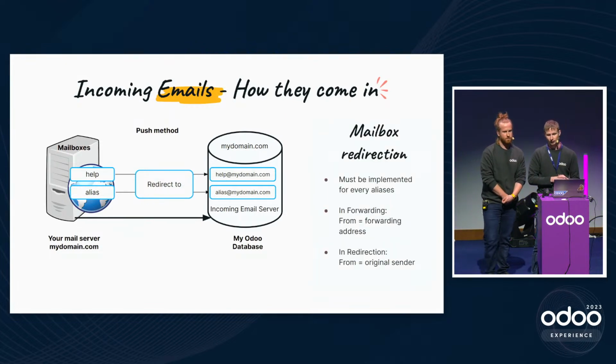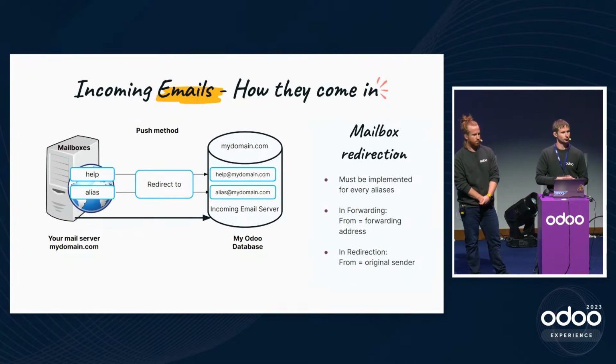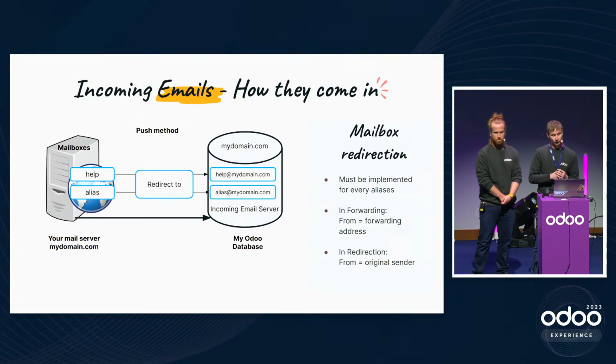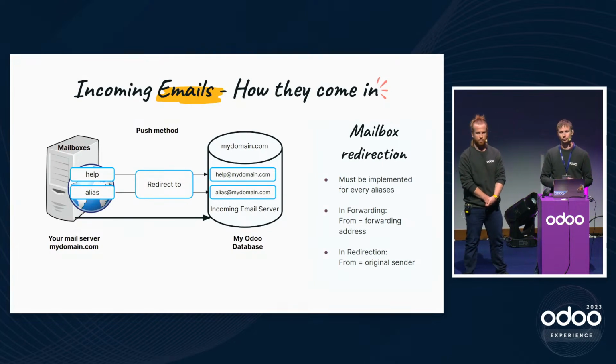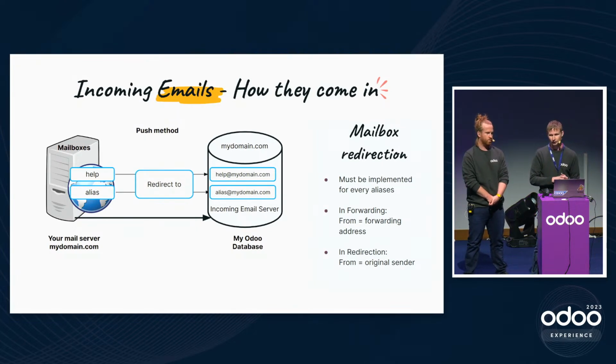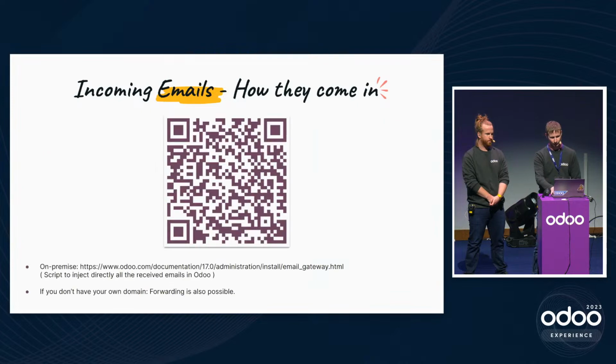Again, it is the same note as for the pull method. You will have to implement this for every alias, so one mailbox per alias. If you don't have a custom domain, you could also use forwarding instead of redirection. The main difference between these two is that with forwarding, the From will be the forwarding address, while with redirection, the From will be the original sender.